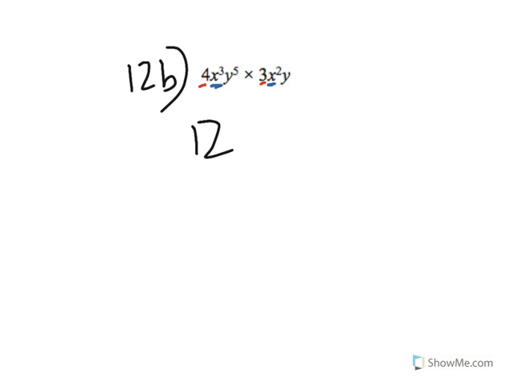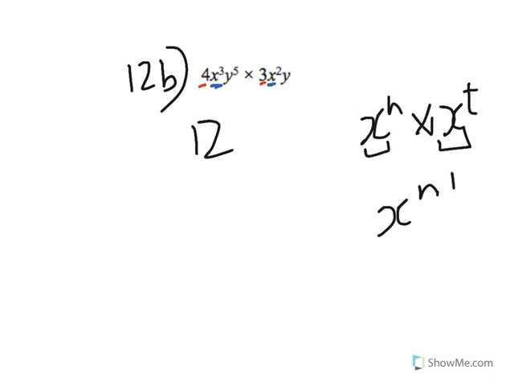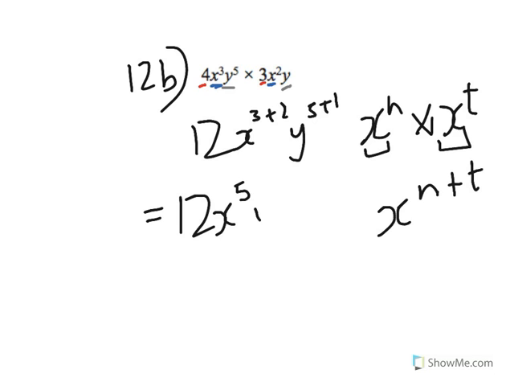So x to the power of 3 times... whenever you have x to the power of n times x to the power of t, and their bases are the same, all this becomes is x to the power of n plus t. So using this, x to the power of 3 times x to the power of 2 is nothing but x to the power of 3 plus 2. Same thing for y. We'll deal with the y's now. So y to the power of 5 times y to the power of 1, or y, is nothing but y to the power of 5 plus 1. So this becomes 12x to the power of 5, y to the power of 6.